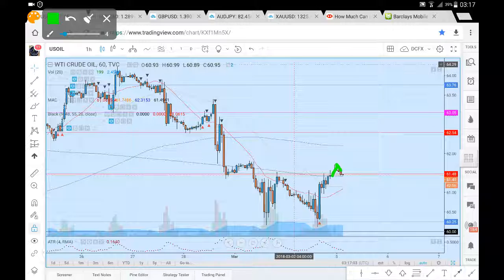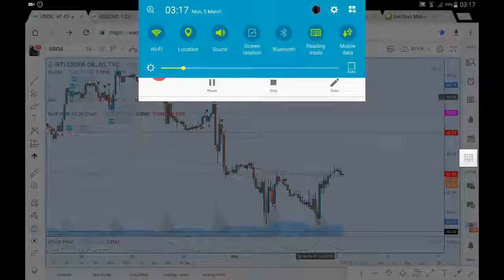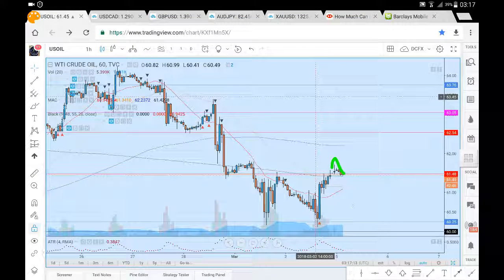So we did break above the 61.48, traded as high as 61.70, I think it was. Just bear with me a second here. 61.71. So we traded as high as 61.71. We've had a brief pullback down towards this 61.45. We do appear to be holding the 400 period moving average at present, as well as 61.48. If we continue to hold, we're looking for a move to the upside.